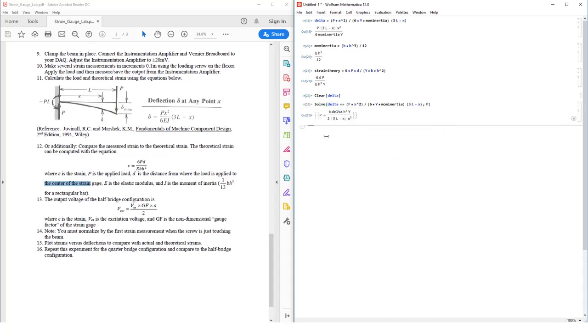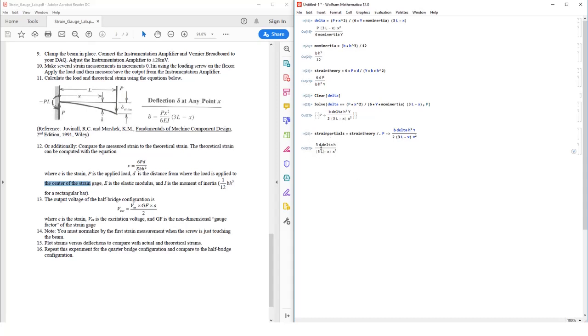I'm going to substitute in for my strain, because we're going to have to take some partials. So that's my function. Now I have my theoretical strain in terms of this value right here. So my theoretical strain is a function of D, delta, H, X, and L.